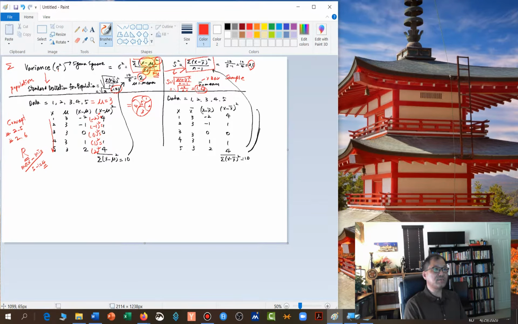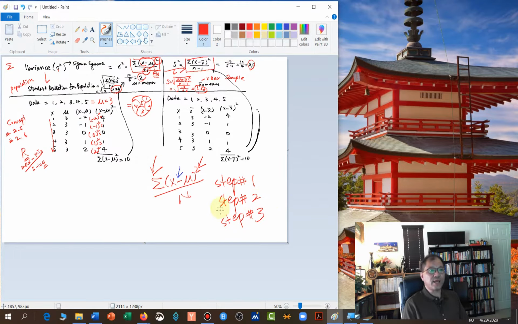So step number 1, you need to calculate x minus mu. Next, step number 2, you need to square the values of x minus mu. Step number 3, you need to add all of those values that you calculated from x minus mu squared. So let me add: 4, 1, 0, 1, 4. I add all of those values and I got 10.